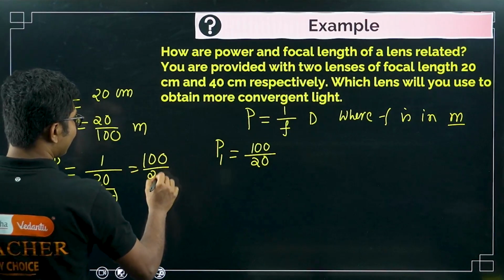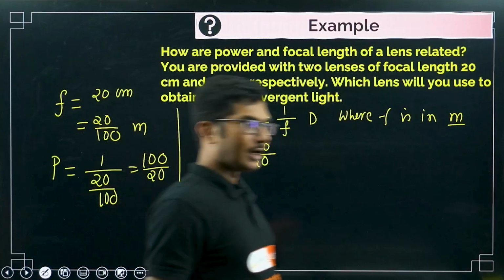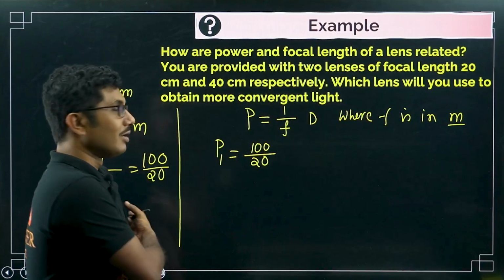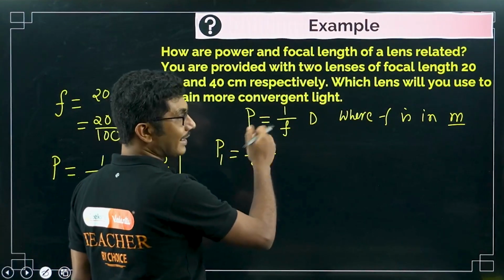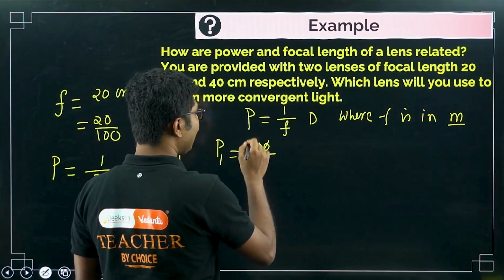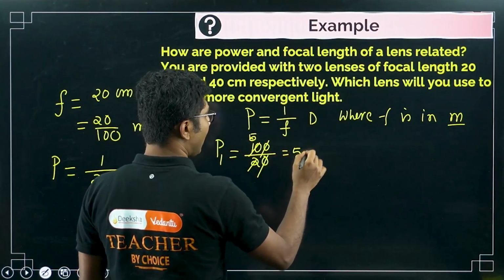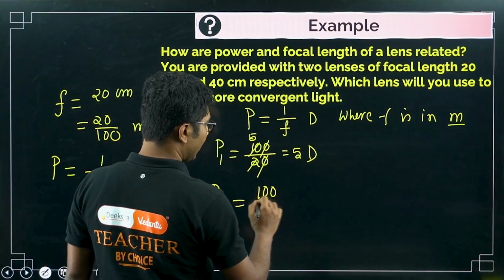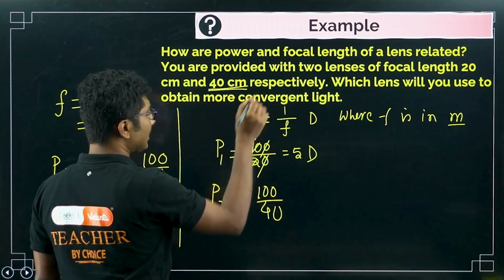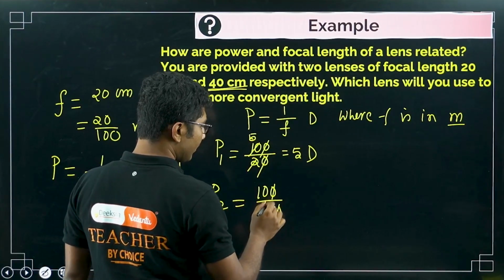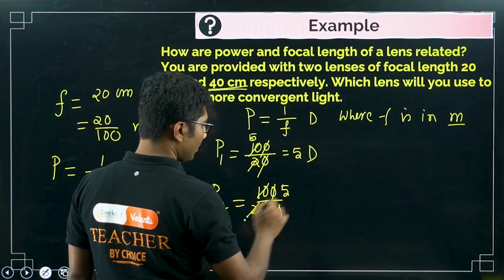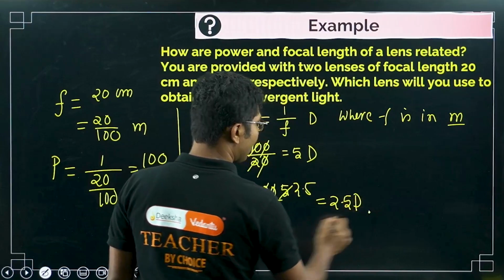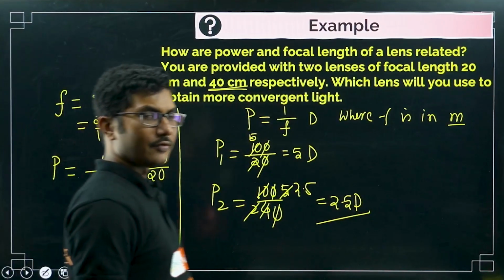So in general, there is a shortcut way to convert focal length into power: directly divide 100 by the focal length in centimeters and you will get the power. So power is 5 diopter. Now what is P2? P2 is 100 divided by 40, as the second focal length is 40 centimeter. The zeros cancel, so you will get 2.5 diopter.